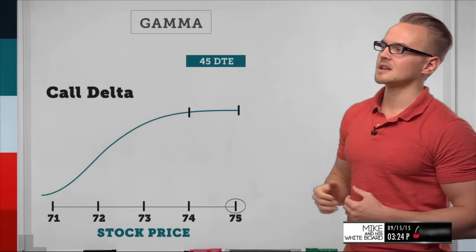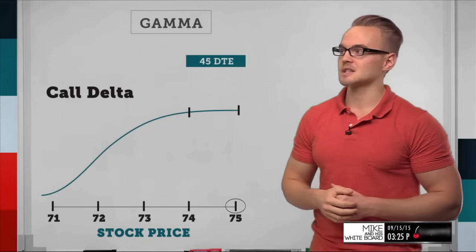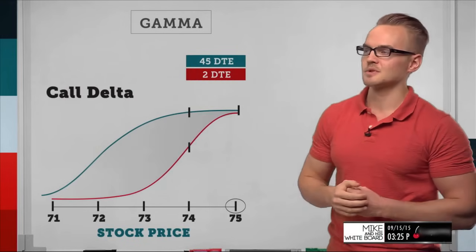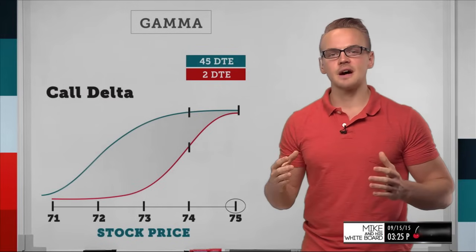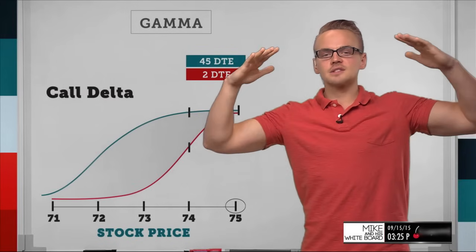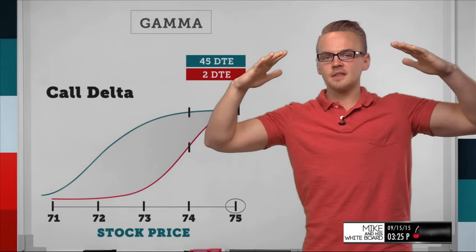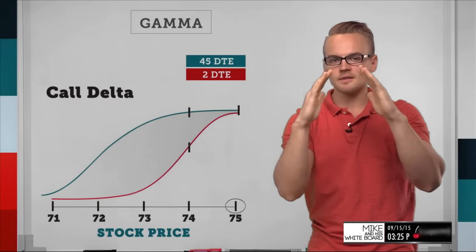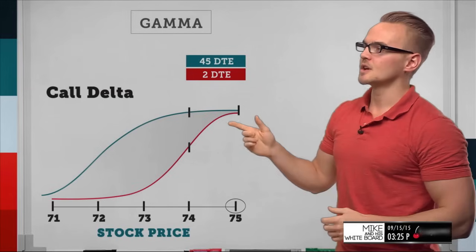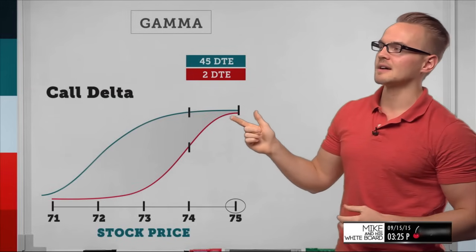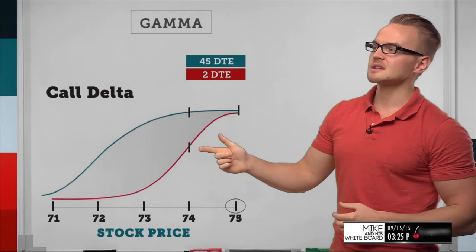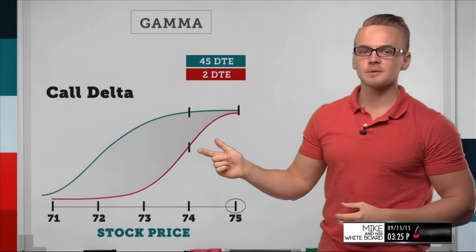Now, if we compare that to the shorter term days till expiration, so we've got the 2 days till expiration here, you can see that since there's less time for the stock to be volatile, basically our standard deviation curve goes from this to something much smaller that's wrapped around the stock price. So what you see here is the reduction in the price from 75 to 74 basically reduces the delta much more drastically.